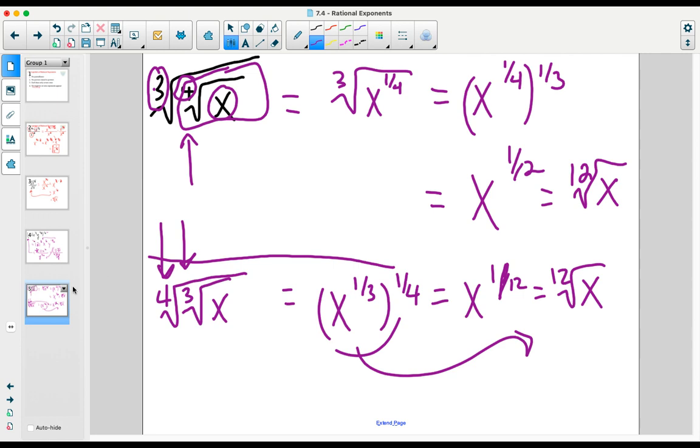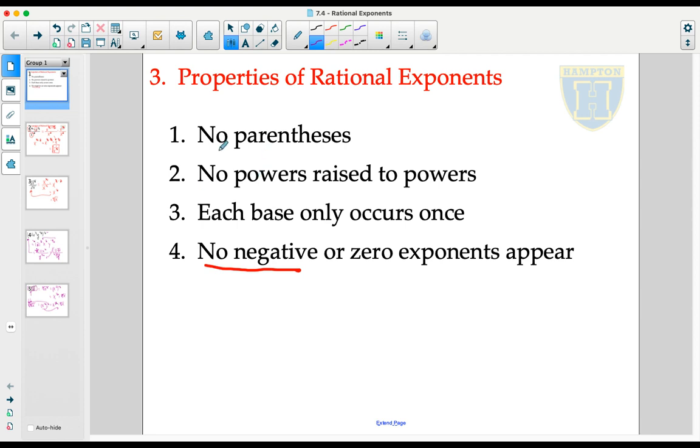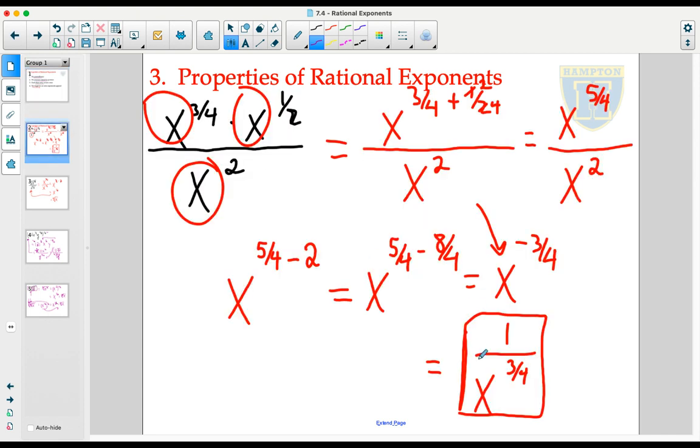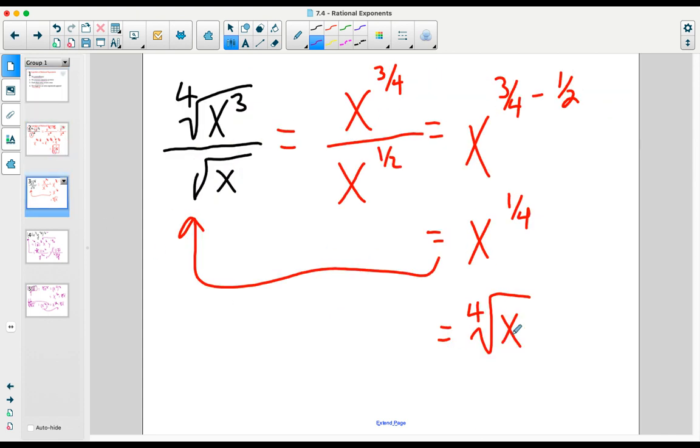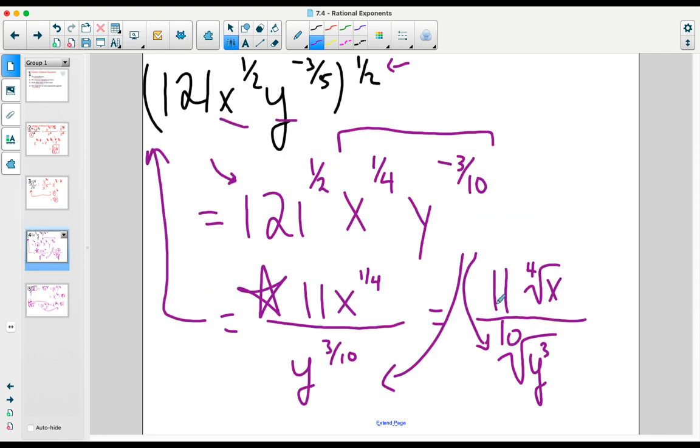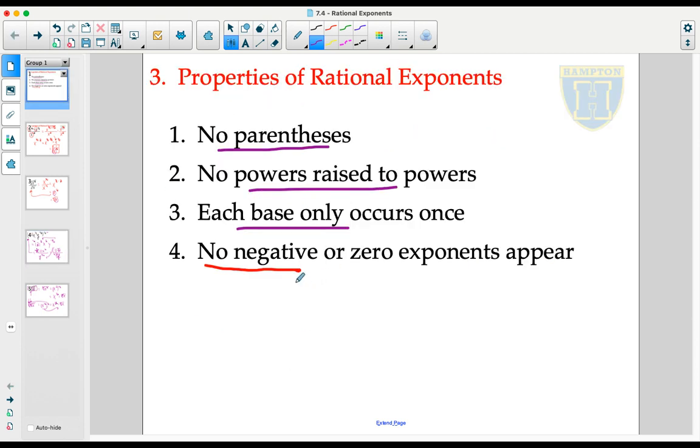So just as a recap of what we saw in this video, we were looking for our final responses to not have any parentheses, no powers raised to powers. We want each base to only appear in our answer one time, regardless of how many times it showed up in the original expression. That's not to say we have to get rid of bases. I didn't anticipate x or y disappearing so that there's only one. I only want there to be one x and one y. And then, of course, making sure that we have no negatives or zeros.